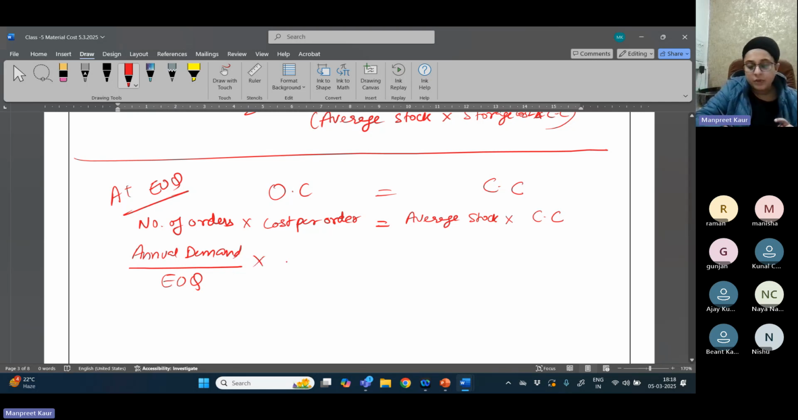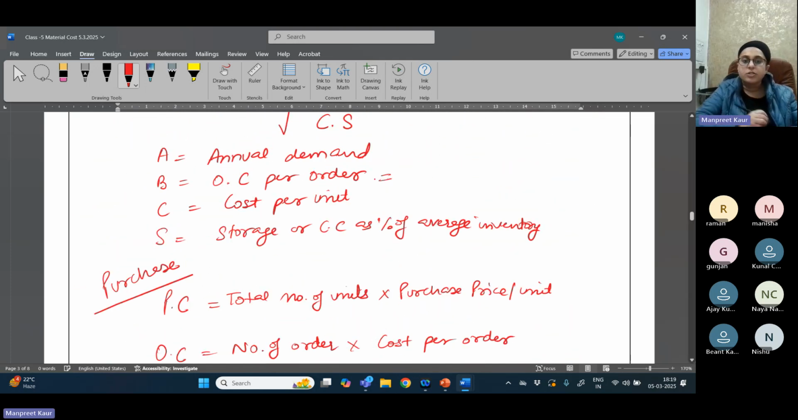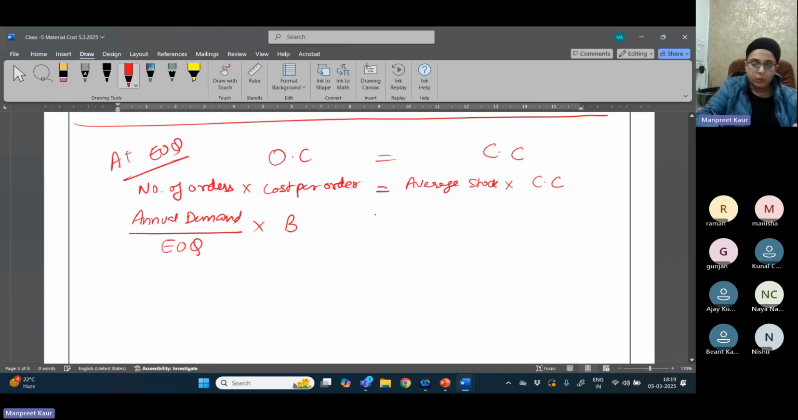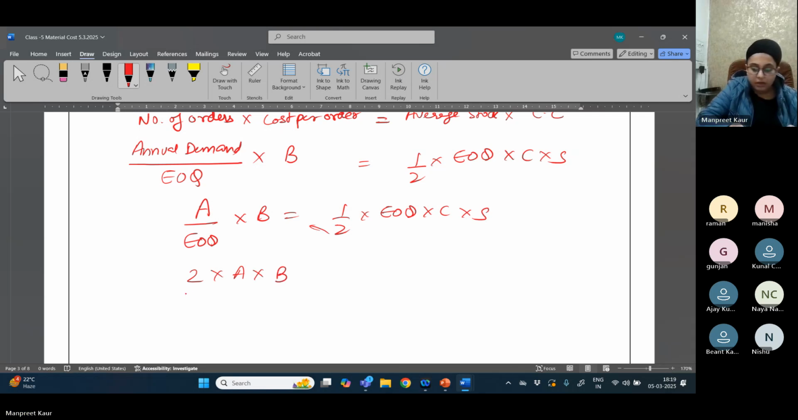Multiply by cost per order, which we will denote as B. Ordering cost per order B is equal to average stock, half EOQ, multiplied by C into S. This is a formula. Annual demand we denote A, upon EOQ multiplied by B is equal to half EOQ into C into S. Taking 2 up, 2 multiplied by A into B divided by C into S is equal to EOQ.